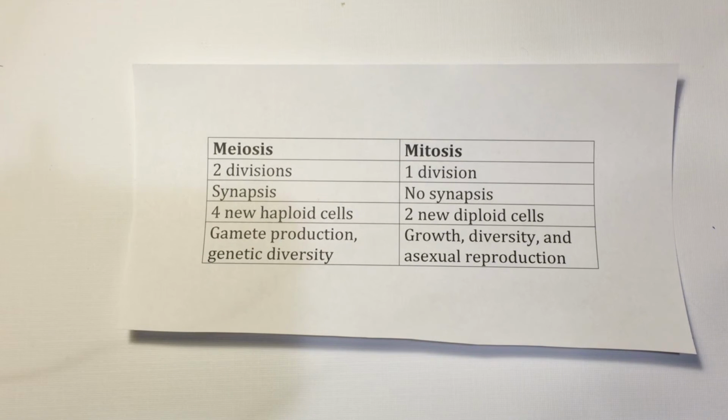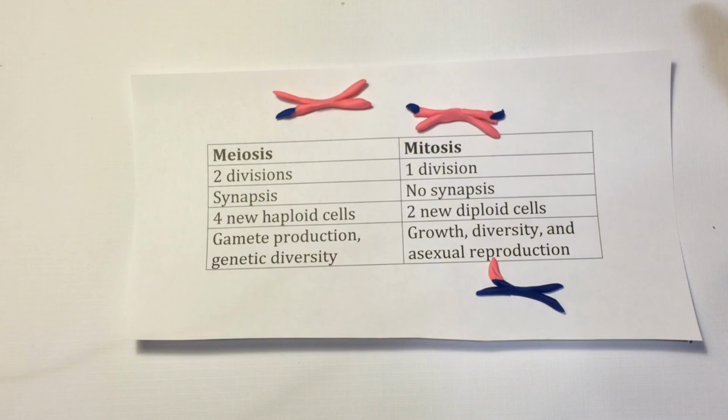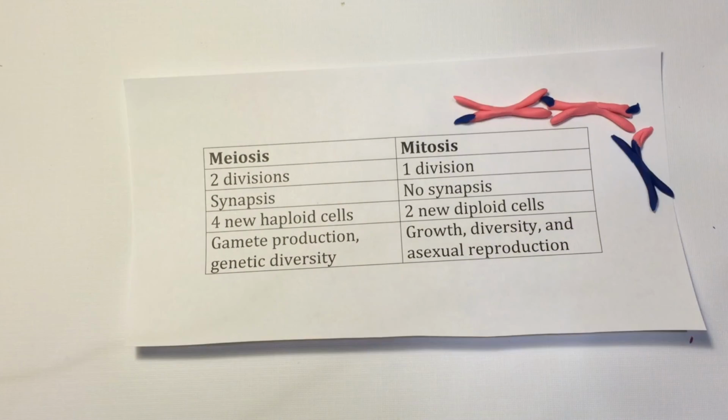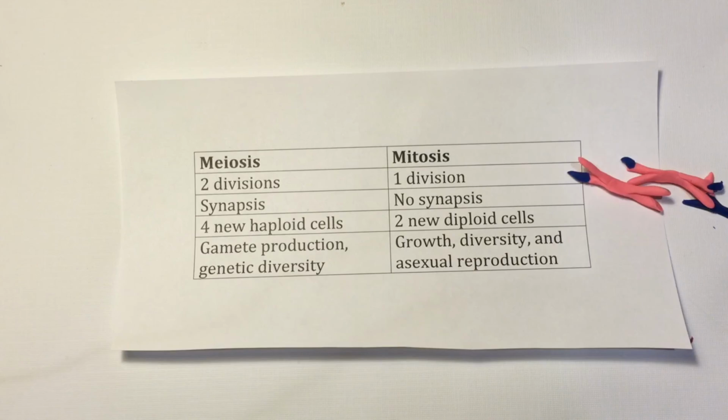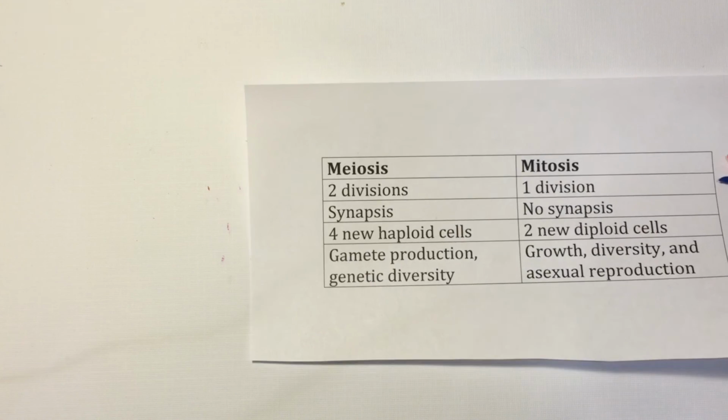For example, meiosis involves 2 divisions, mitosis involves 1 division. Meiosis involves synapsis, mitosis does not involve synapsis. Meiosis creates 4 new haploid cells, mitosis creates 2 new diploid cells. Meiosis focuses on gamete production and genetic diversity, while mitosis focuses on growth, renewal, and asexual reproduction.